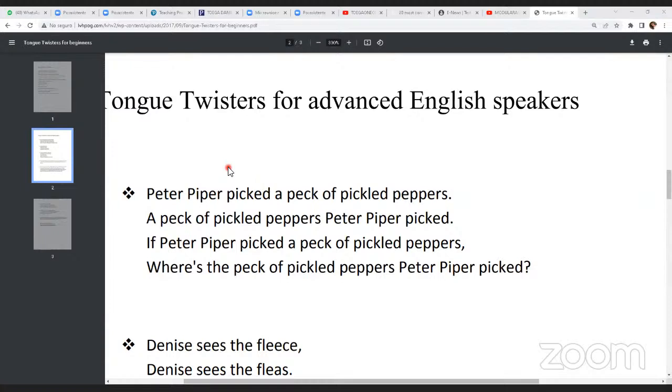Peter Piper picked a peck of pickled peppers. A peck of pickled peppers Peter Piper picked. If Peter Piper picked a peck of pickled peppers, where's the peck of pickled peppers Peter Piper picked? All right, thank you. You have to read one more time, please.